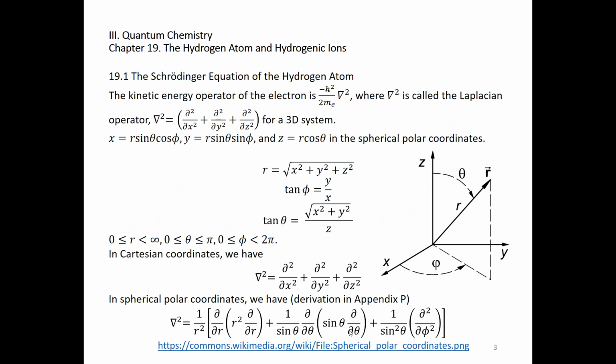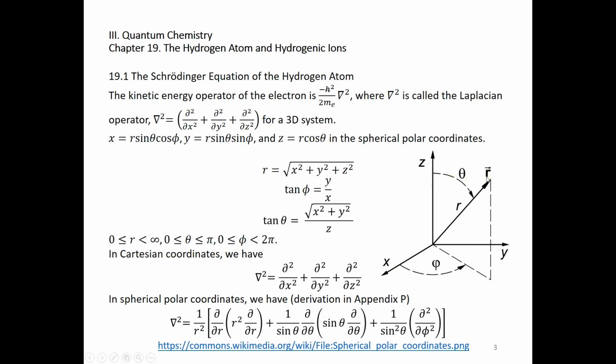The kinetic energy operator of the electron is written as negative h bar squared over 2me times the Laplacian operator. The Laplacian operator is the second derivatives with respect to x, y, and z direction for a three-dimensional system. When we have a one-dimensional system, the Laplacian is simply delta squared over delta x squared. Now let's look at the three-dimensional system. We can use x, y, and z to specify the location or position of the electron.